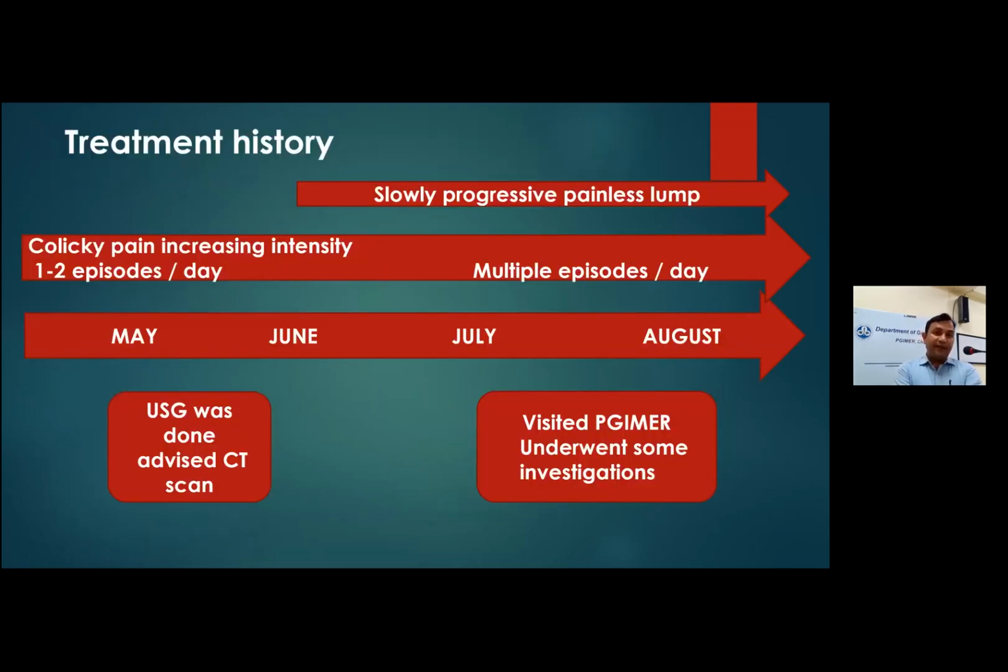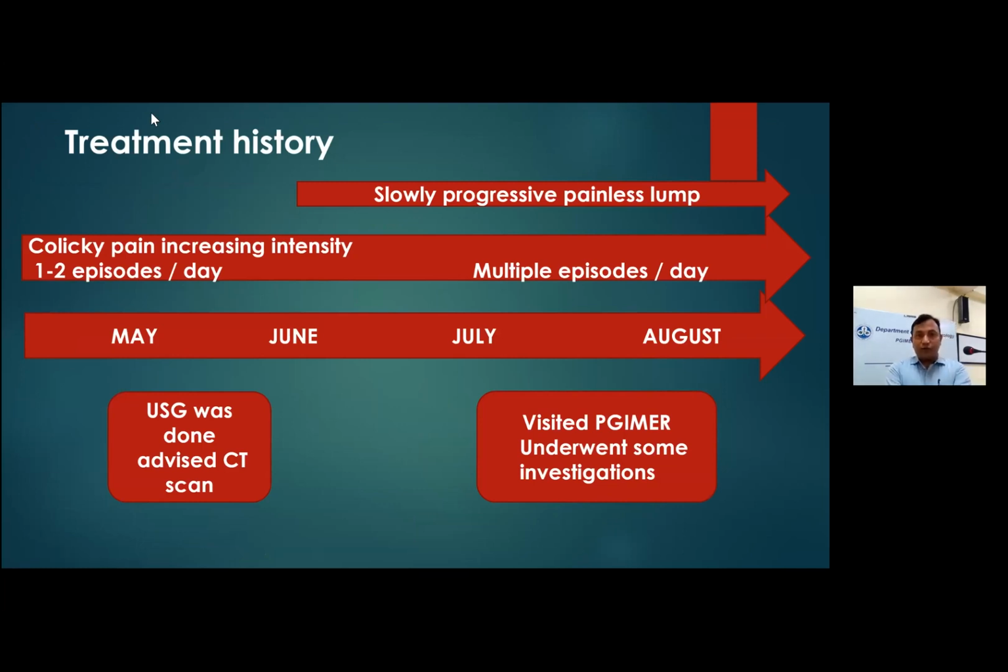This is briefly his treatment history. He has been symptomatic since May. At that time he had colicky abdominal pain, 1 to 2 episodes a day. For that, he initially visited a private checkup where he underwent an ultrasound abdomen, and he was advised to undergo a CT scan.